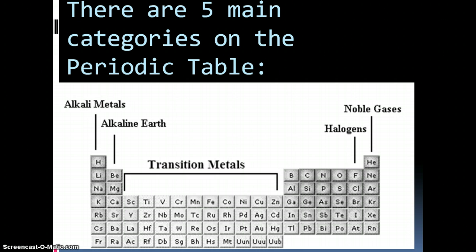Now there are 5 main categories on the periodic table. Those are alkali metals, that's in group 1, except for hydrogen. Alkaline earth metals. Your transition metals, that's all the ones in the middle here. Your halogens, that's group 17 or 7A. And your noble gases, group 8A or 18.